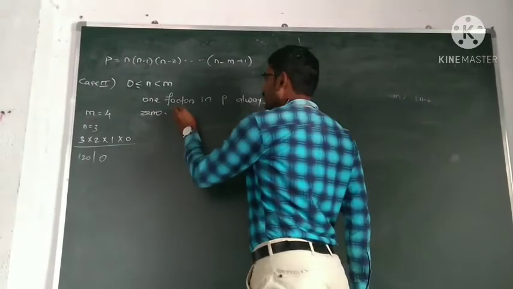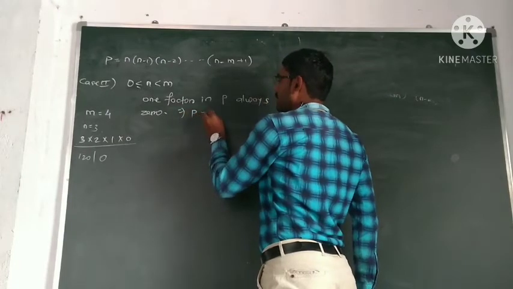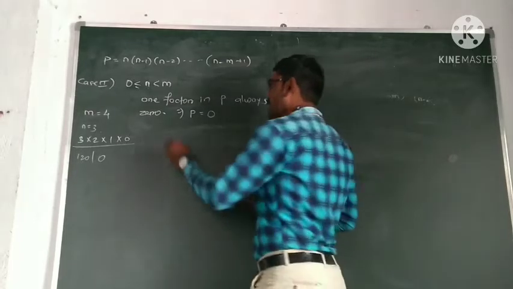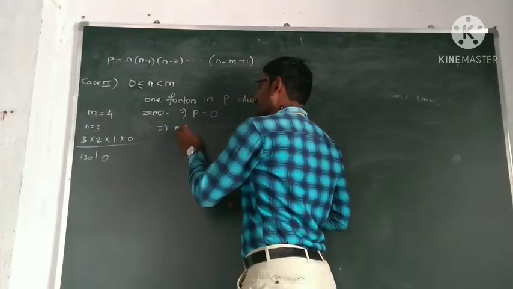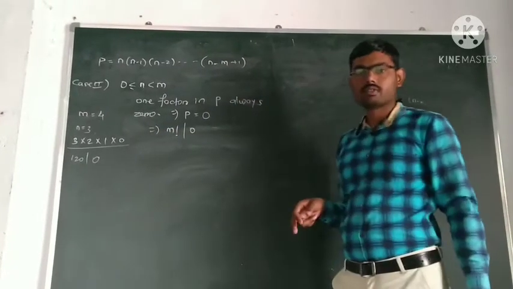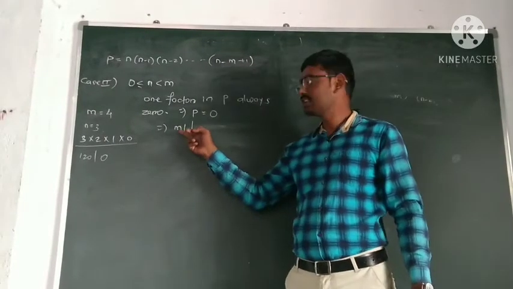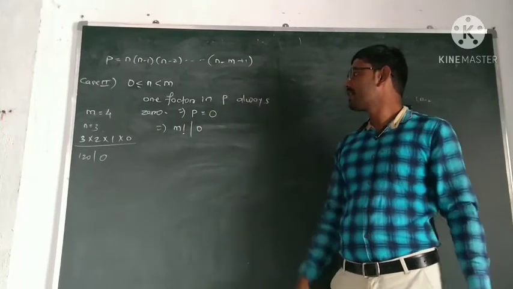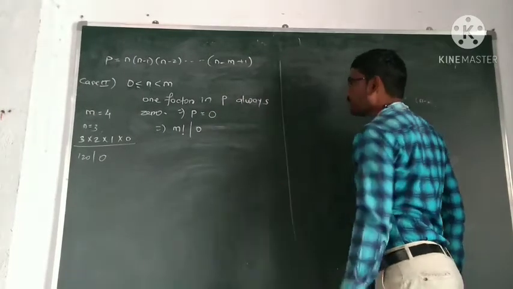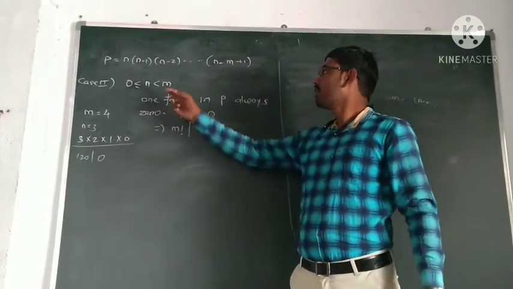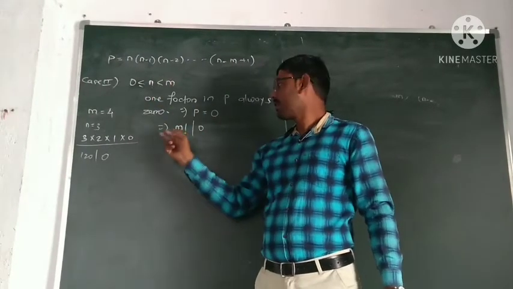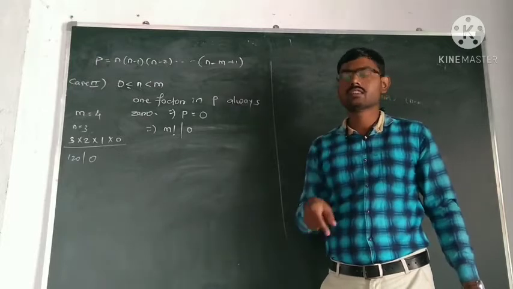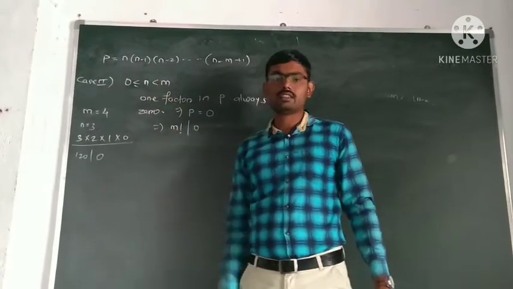This implies the product of m consecutive integers is equal to 0, and so m factorial always divides it, because m is a non-negative integer and every non-negative integer always divides 0. So m factorial divides 0. Okay, this is the second case: whenever n is less than m, m factorial divides the product of m consecutive integers. Now the third case, when n is negative.